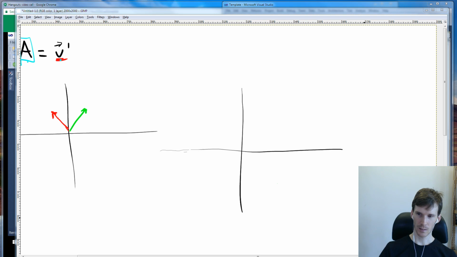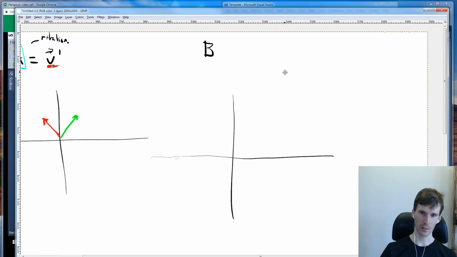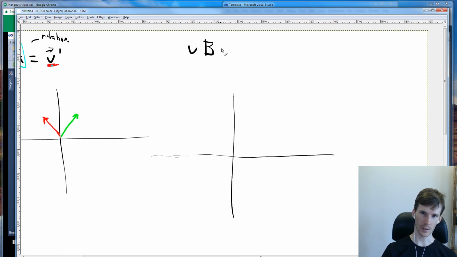So let's have another matrix like B. If the first one was a rotation matrix, we'll call this one a scale matrix. That's our original vector, and if it's just a scale matrix like 2 times scale, it's going to be almost like an underline, it'll be up like that.